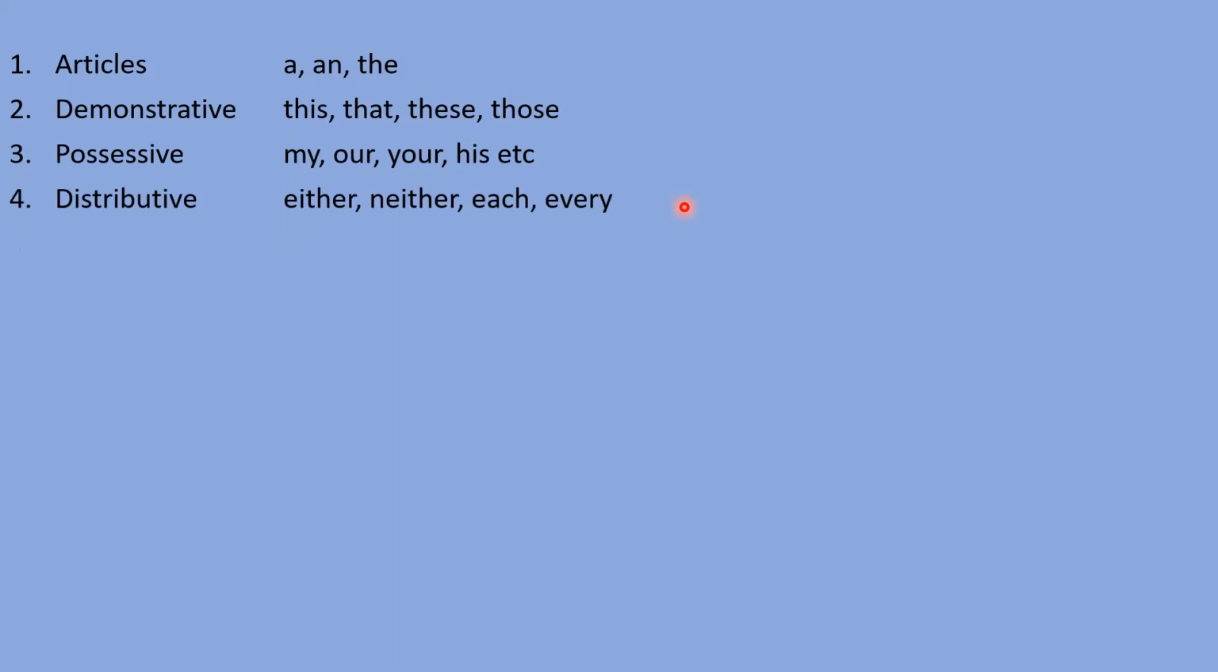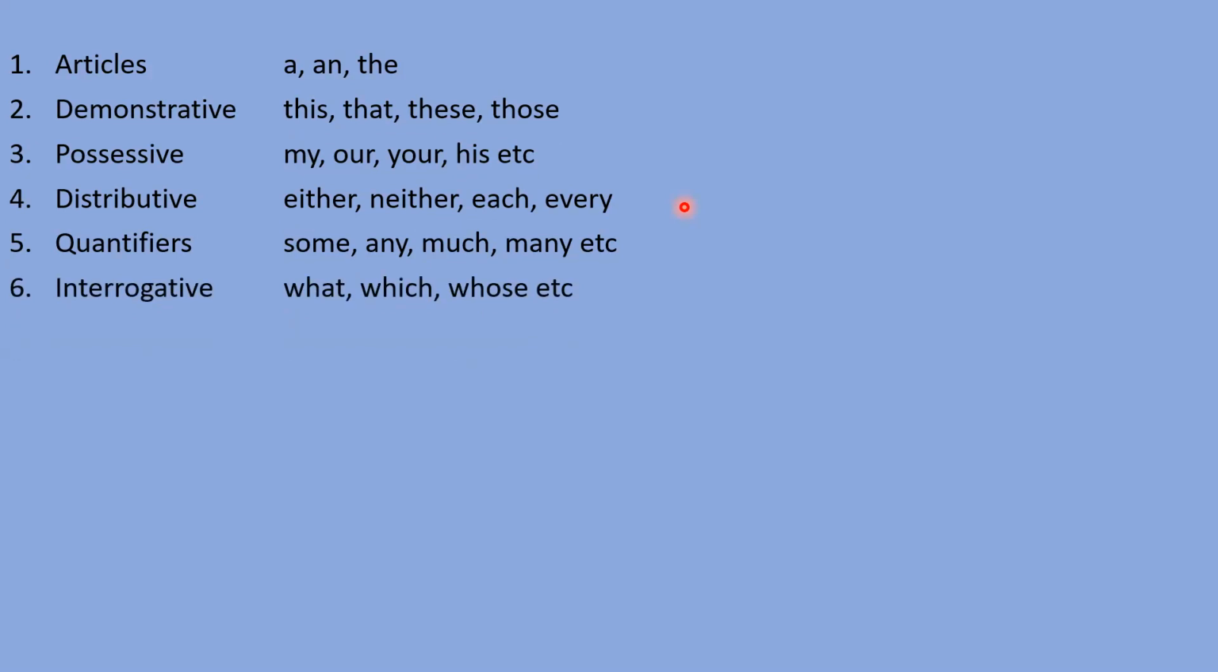Next, distributive: each, every, either, neither. These words are called the distributive. Next, quantifiers, which tell the quantity, like some quantity or number: some, any, much, many, etc. Next, interrogative, like what, which, whose, etc. So these are the 6 types of determiners. Now we will come to know one by one.